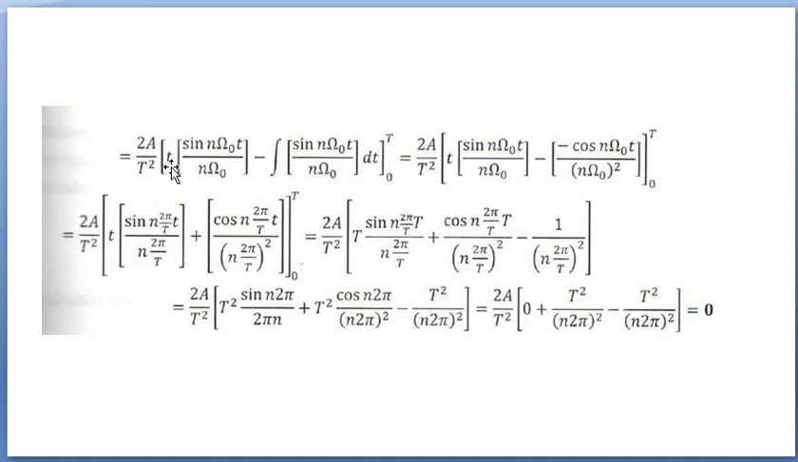Here t is the u value and v dash is equal to cos n omega naught t. So 2A by T square, t into v, since integration of v dash gives the v. Its value is: integration of cos n omega naught t is sine n omega naught t divided by n omega naught, minus integral of sine n omega naught t divided by n omega naught into dt. The limit is 0 to T.